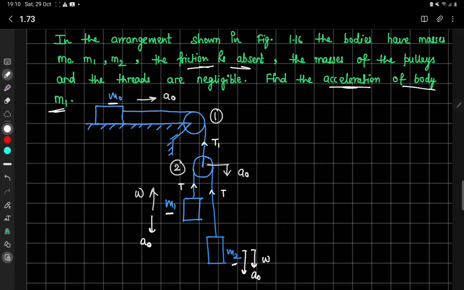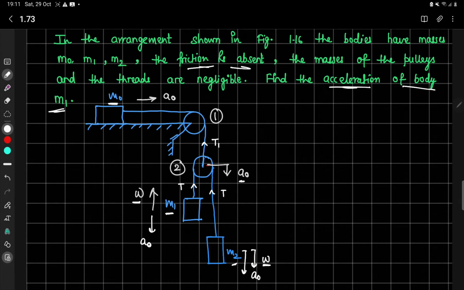Okay, so what we can do first, let us say this particular mass m0 is moving with acceleration a0. As the pulley is connected with the same thread, the acceleration of the pulley will also be a0. And let's say with respect to the pulley, the mass m2 has the acceleration of w. As both the masses m1 and m2 are connected with the same thread, the mass m1 will also have the same acceleration of w, that is with respect to the pulley.